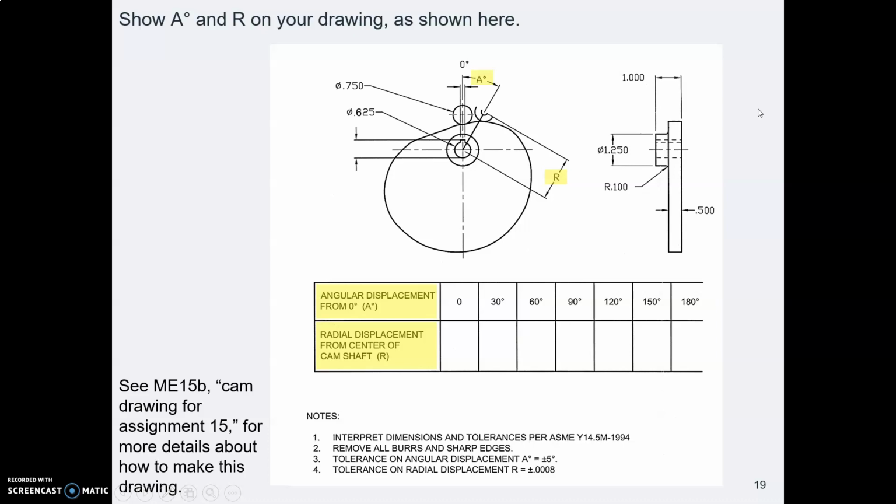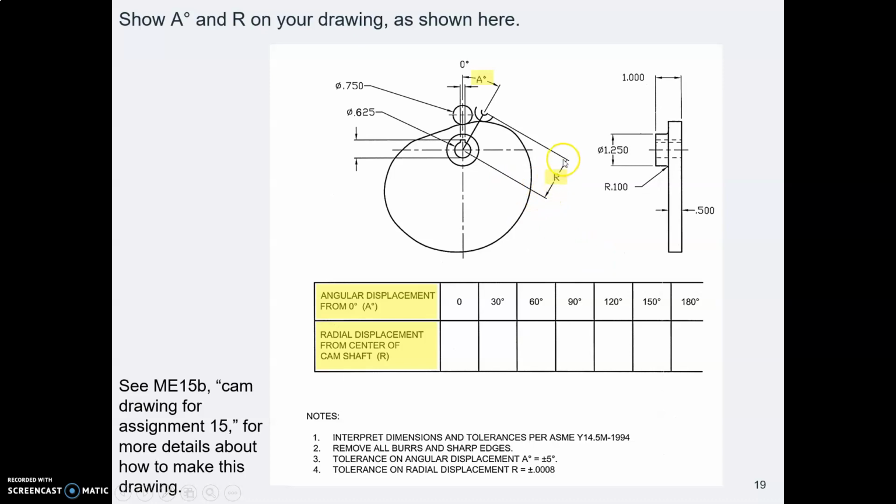Now, to enable your machinist to set up their machine, here's what you do. On your drawing, on the front view, you make an angle dimension, but you just write A degrees, because this angle dimension is going to vary all the way around the cam. So you write A degrees, and then in the top line of your table, you say angular displacement from 0 is A degrees, and then you'll be listing the different degrees, 30, 60, 90, so forth.